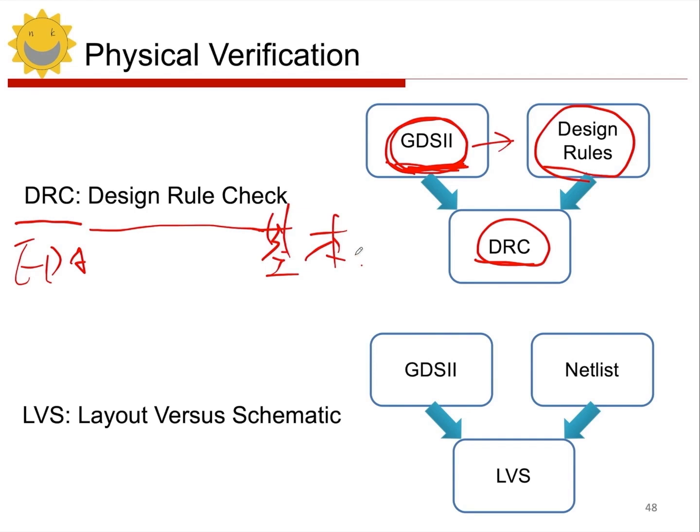The purpose is to check whether the connections of the devices in your layout match those in your schematic. When you draw the layout, you definitely refer to your schematic for the connections. For example, if you have a transistor, you connect the source and drain according to the schematic.